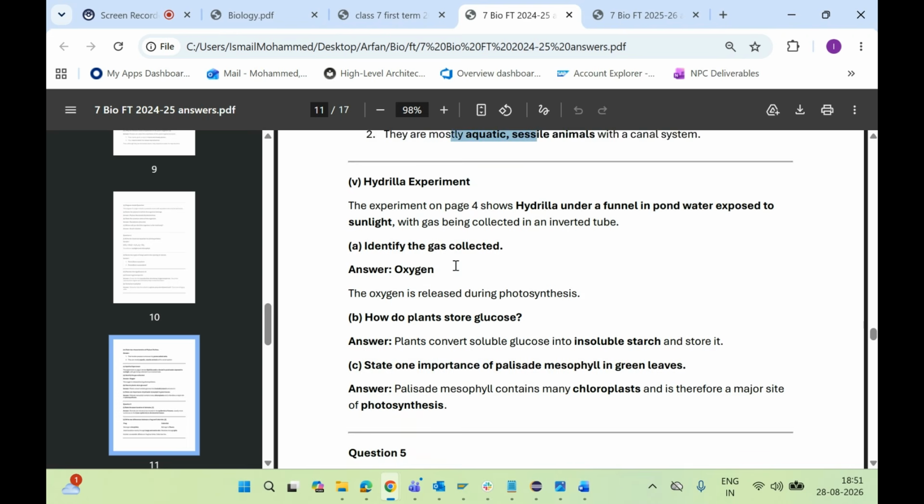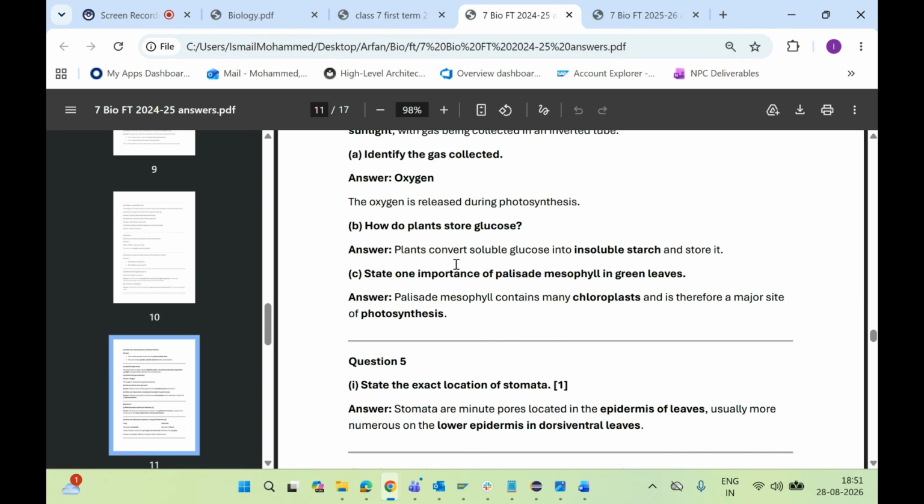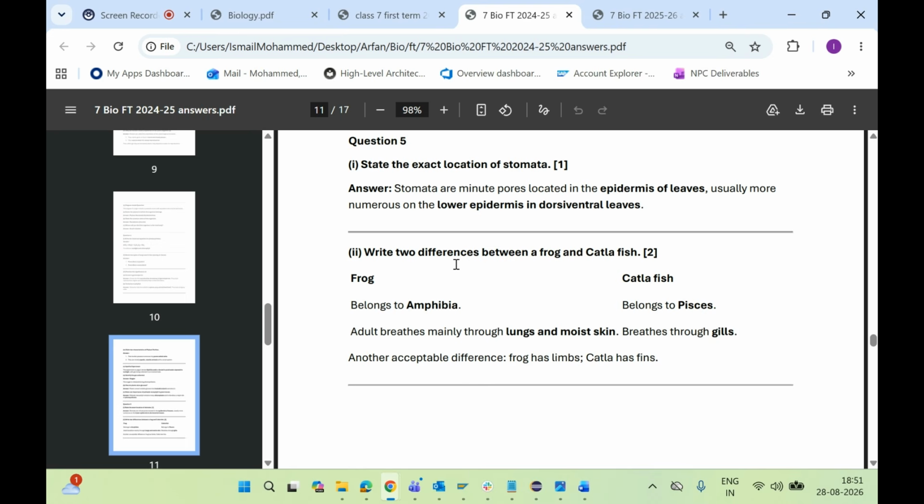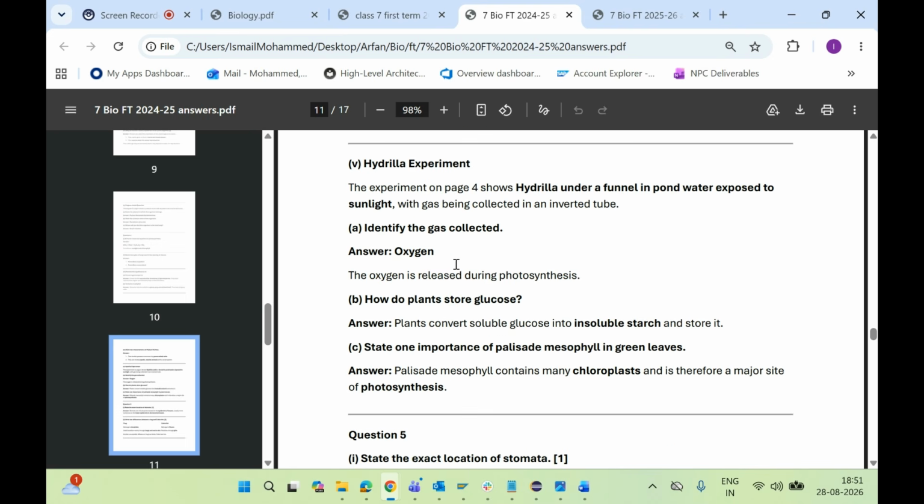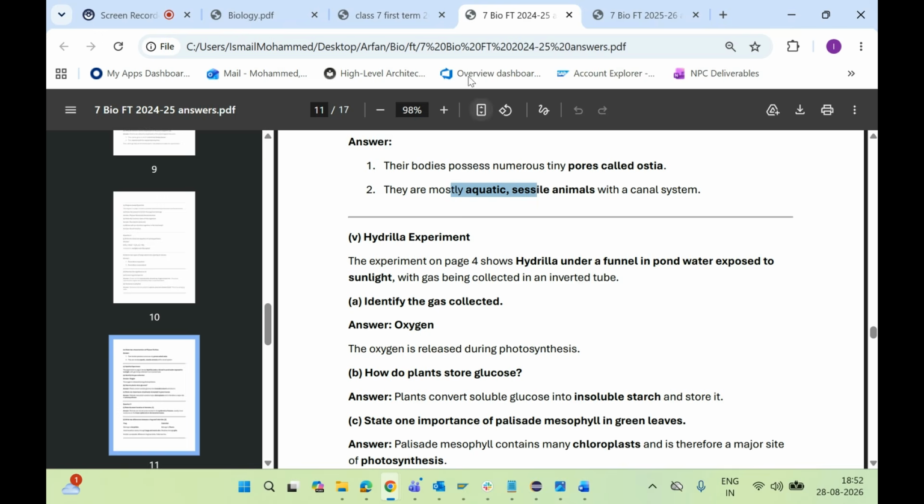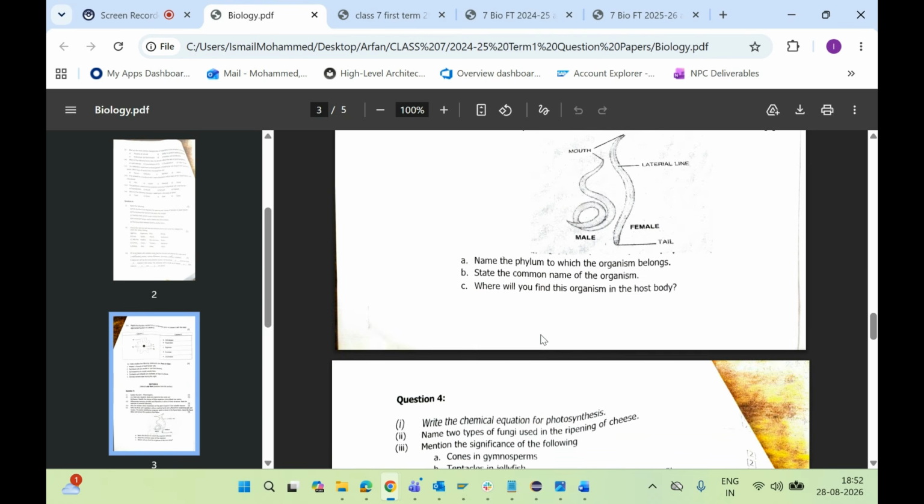So that is Porifera. Next, hydrilla experiment. This is not there, just omit this one. Next one, okay, hydrilla. This is a separate question or what? Fifth one, we'll see this one. Where is the hydrilla experiment?